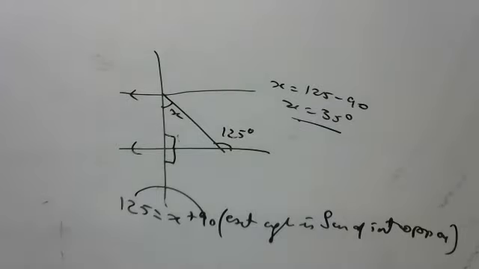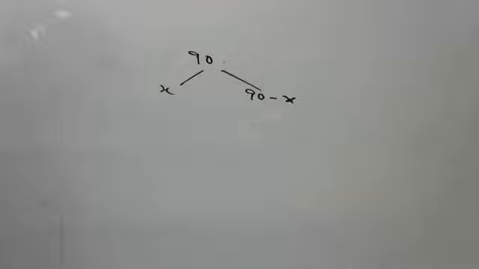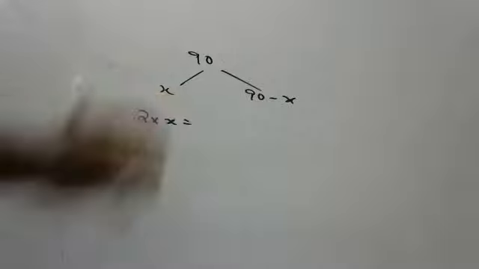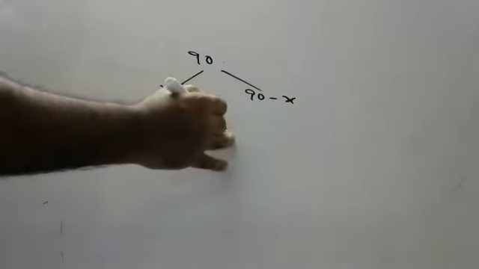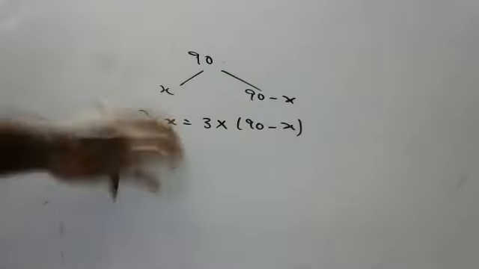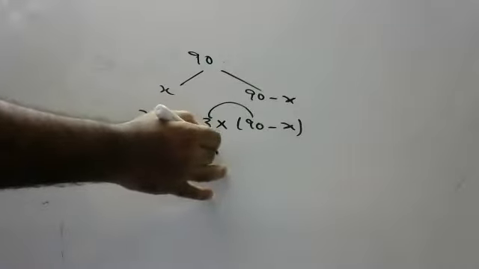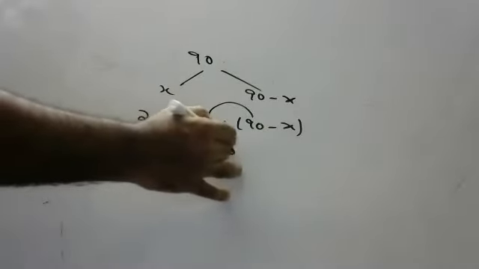This is the 25th sum, children, all of you see. Two complementary angles are such that 2 times the measure of one is equal to 3 times the measure of the other. Complementary angles means one is x, the other is 90 minus x. So 2x is equal to 3 into 90 minus x. 3 into 90 is how much, children? 270.